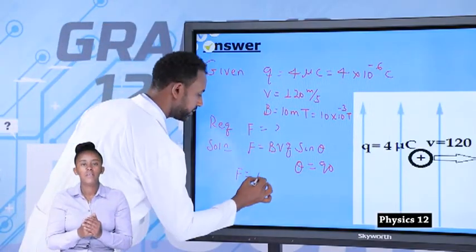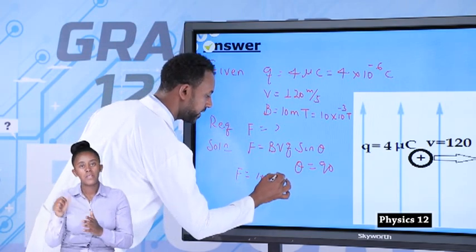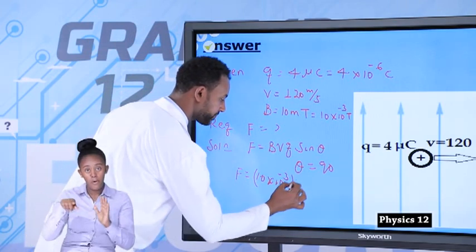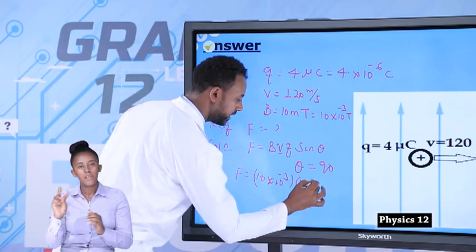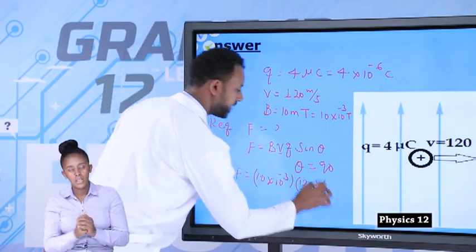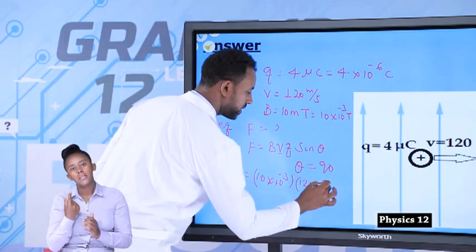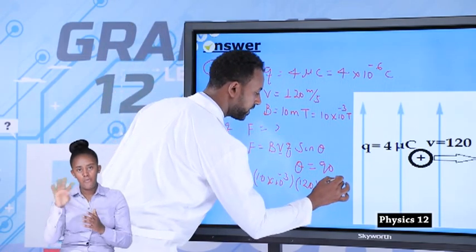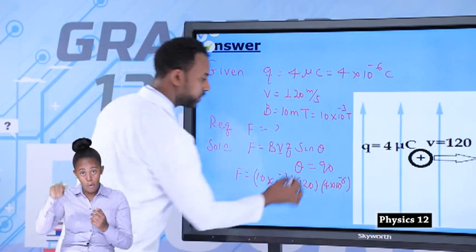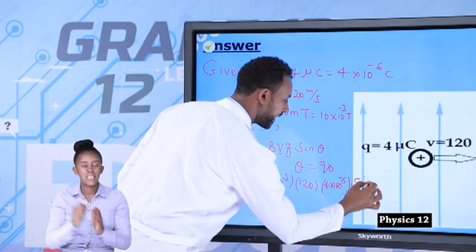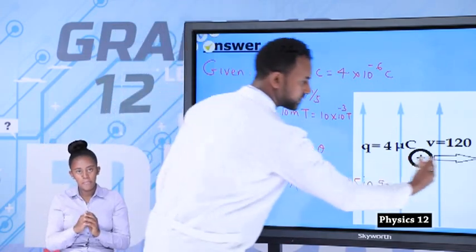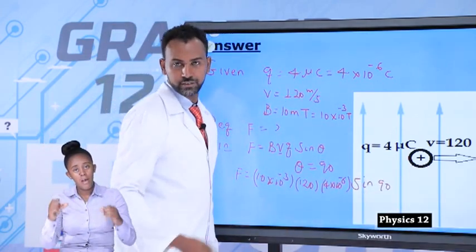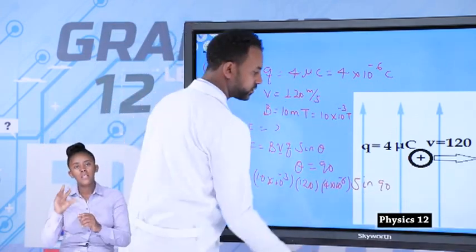B is already given to be 10 milli, which means 10 to the power of minus 3. The velocity V is 120 and the charge is 4 times 10 to the power of minus 6. In this case, we have already written sine 90 degrees. If this charged particle has another angle like 30 or 60, it's possible to substitute it.